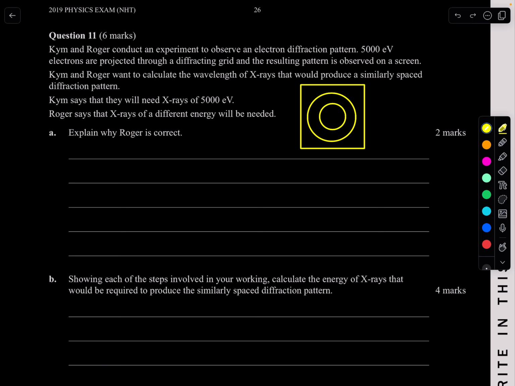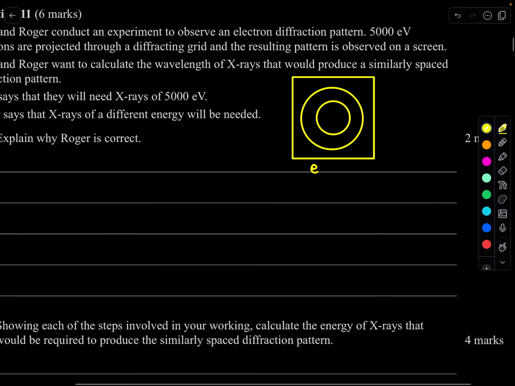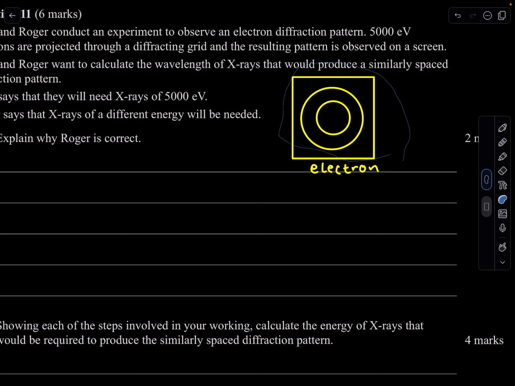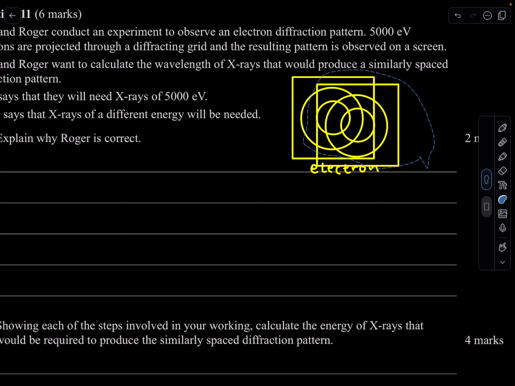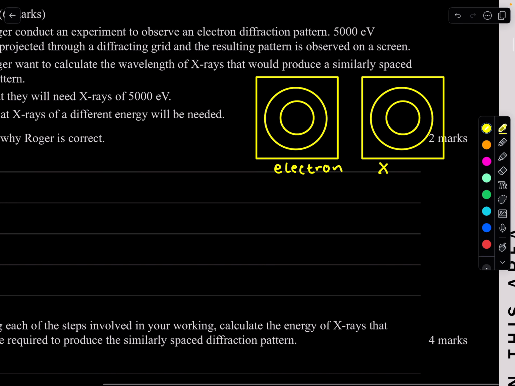Kim and Roger want to calculate the wavelength of X-rays that would produce a similarly spaced diffraction pattern. So if this is the diffraction pattern of the electrons, and they want similar spacing for X-rays, what do they need to have? They must have the same wavelength.